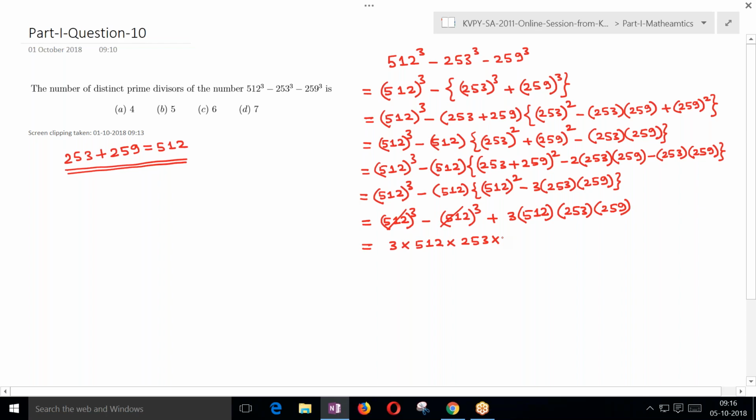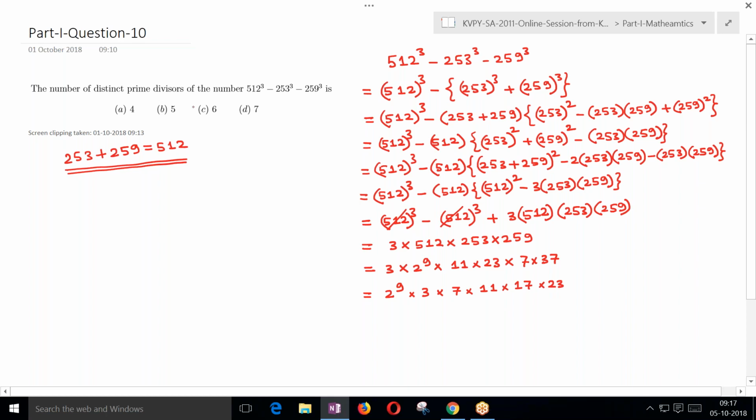5112 is nothing but 2 power 9 into 253. 253 is nothing but 11 into 23. All are prime numbers so far, and 259, if you express it as a prime factor, it will be 7 into 37. So if we write very properly, it is 2 power 9 into 3 into 7 into 11 into 17 into 23. So there are total 6 prime factors.